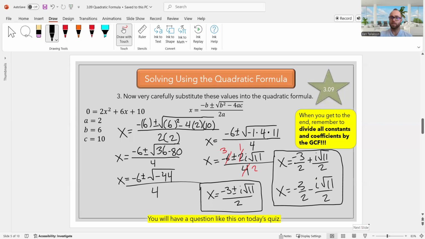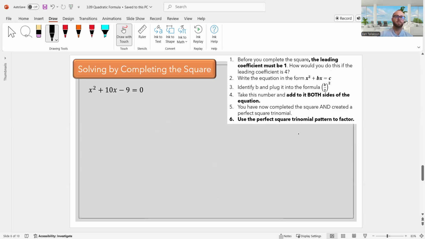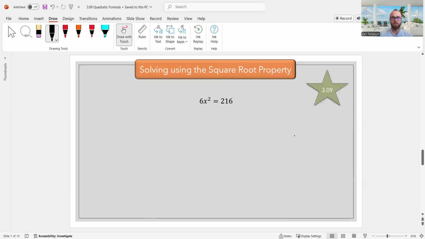So this is another way to write your answers, just in case. And there will be a question like this on today's quiz. So good thing we practiced that. Now, it is time to practice some more. So we want to solve by completing the square. Actually, I skipped one. Here we go.